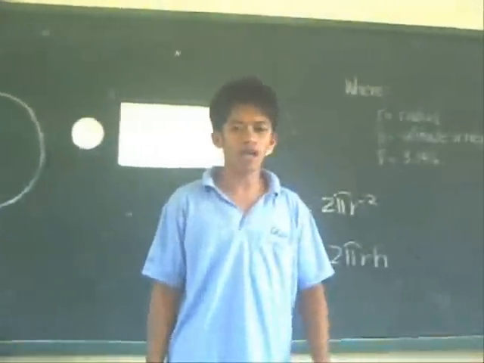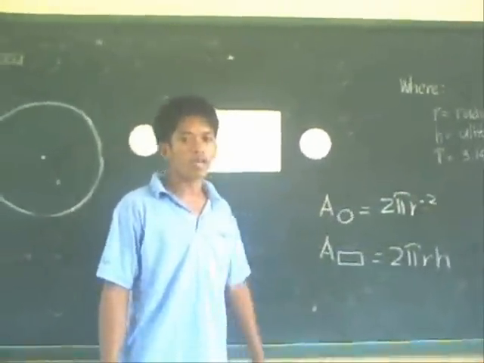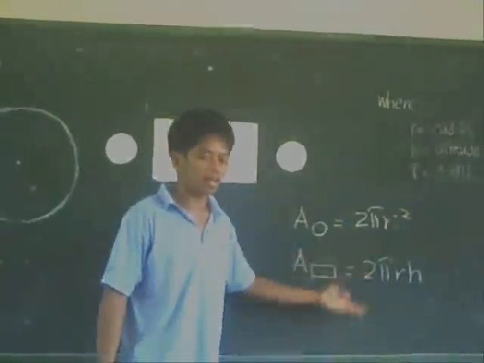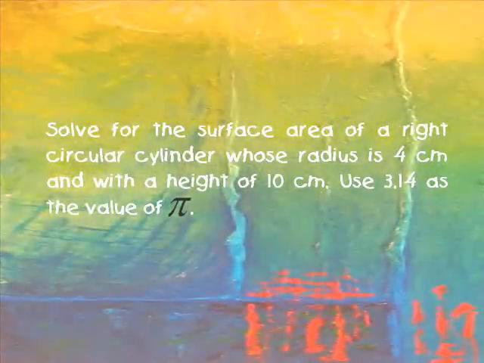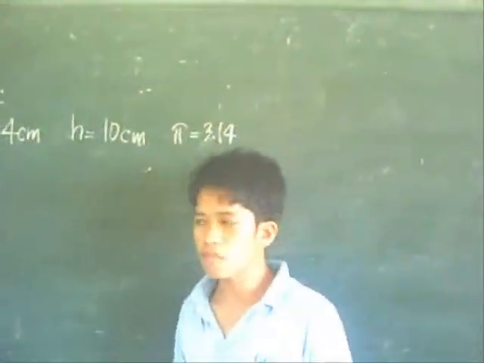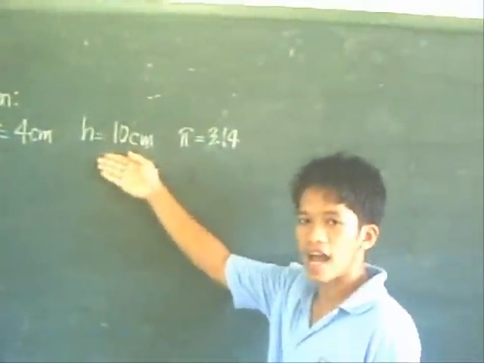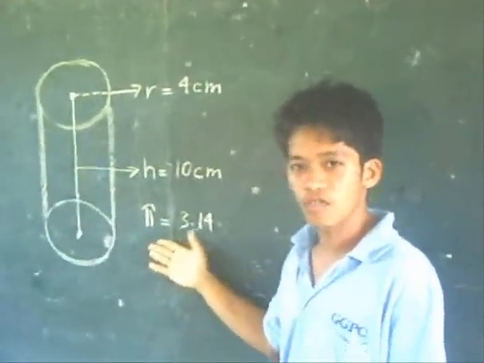Since we have already identified the two formulas in finding the area of a circle and the area of a rectangle, we can now solve for the surface area of a cylinder by adding the two areas. Consider this example. From the problem, the givens are for the radius 4 cm, for the height 10 cm, and for the value of pi we will be using 3.14.